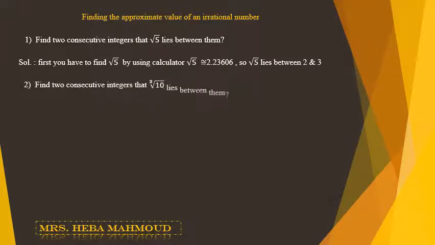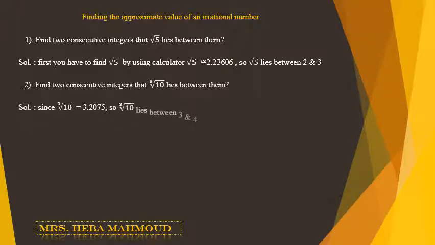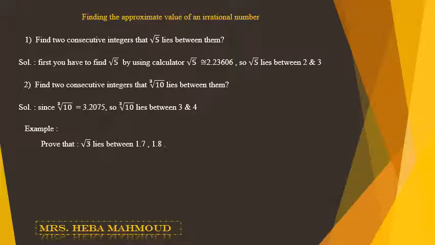Example 2. Find two consecutive integers that the cube root of 10 lies between. Solution. Since the cube root of 10 equals 3.2075, the cube root of 10 lies between 3 and 4. Example. Prove that the square root of 3 lies between 1.7 and 1.8.